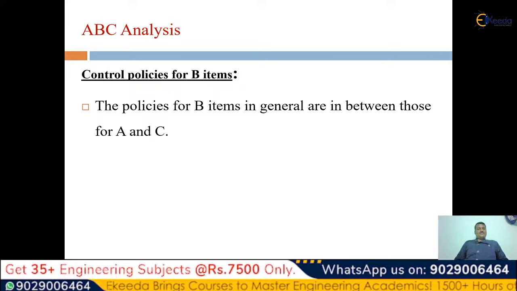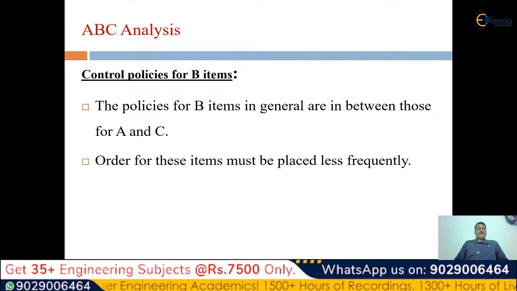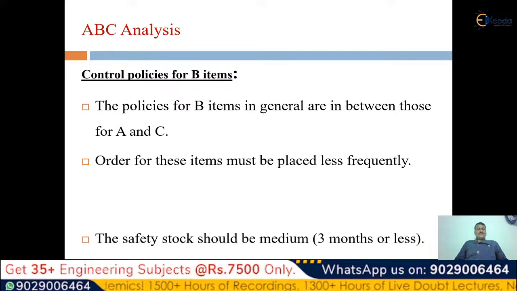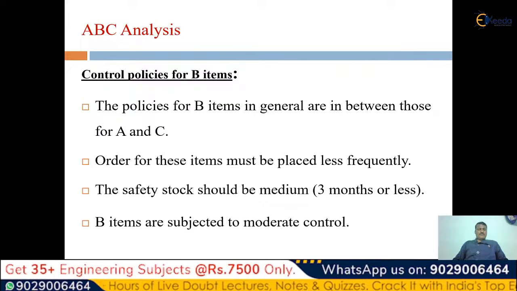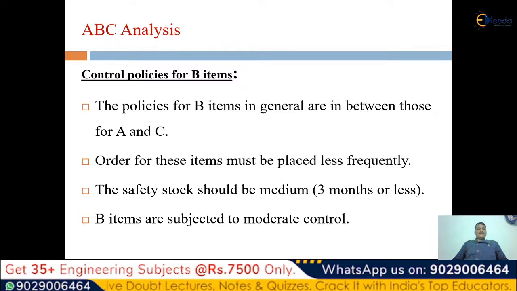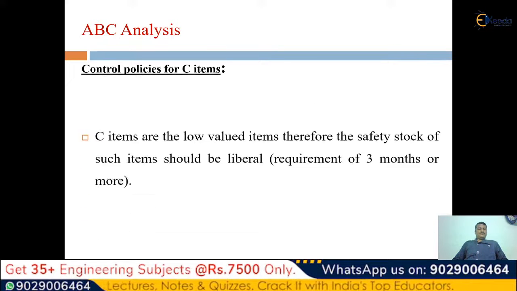Similarly, when we come to the middle level of B items, the policies for B items in general are in between those of A and C. That is, orders are placed less frequently. The safety stock should be medium, 3 months or less for the safety stock of B. And they are always subjected to moderate control.